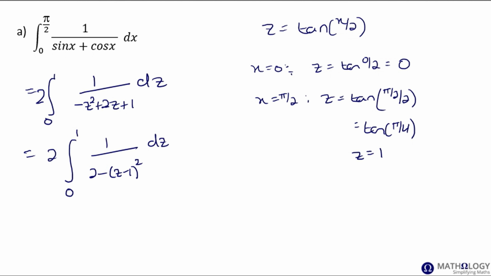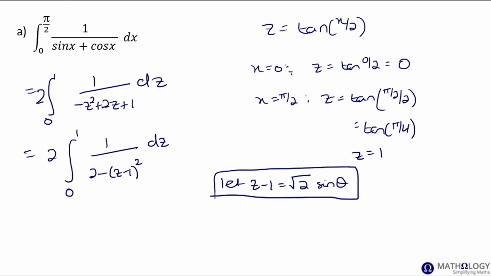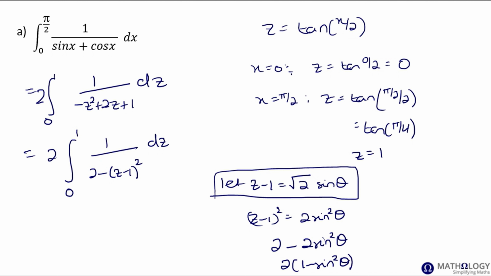Now we want to use a trigonometric identity here, so we are going to let z minus 1 be root 2 sine theta. The reason we do that is because z minus 1 squared will then be 2 sine squared theta. So we will have 2 minus 2 sine squared theta. We can take out a common 2 and we have 1 minus sine squared theta, and that will equal 2 cos squared theta.